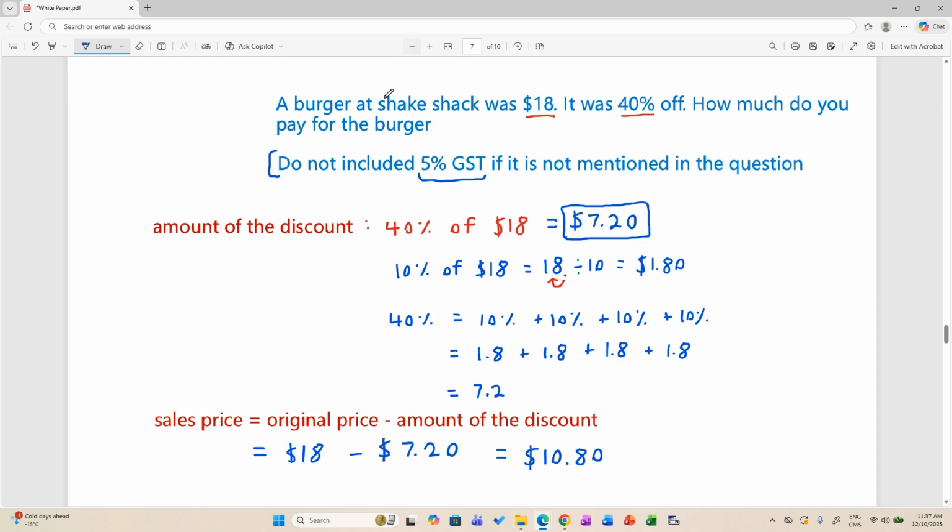So that's how you do a discount question if you don't include GST to it, right? You simply just find the amount of the discount. So if it says 40% off, that means the amount of the discount is 40% of whatever my original number is. I find 40% of 18 in this case. The answer is 7.2, and I just subtract it from the original price, which was 18, and then my sales price, which is the price that I buy the burger at, is going to be $10.80.